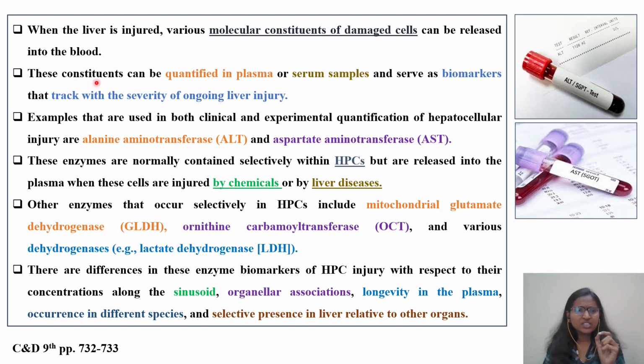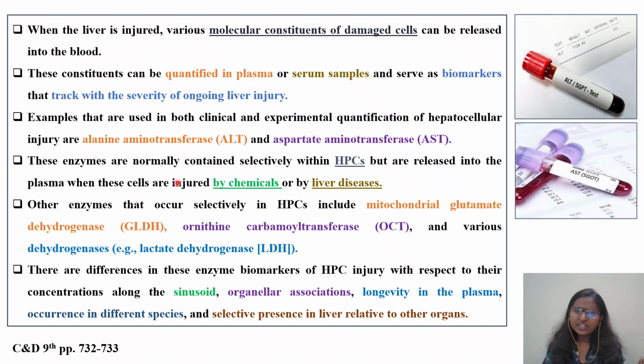Those constituents we are actually measuring. So these constituents can be quantified in plasma or serum samples. Either you can measure plasma or serum samples, and they serve as biomarkers that track the severity of the ongoing liver injury. So what examples do we have? Examples used in both clinical and experimental quantification of hepatocellular injury are ALT, alanine aminotransferase, and AST, aspartate aminotransferase. These enzymes are normally contained selectively within hepatic parenchymal cells, but are released into the plasma when these cells are injured by chemicals or liver diseases.